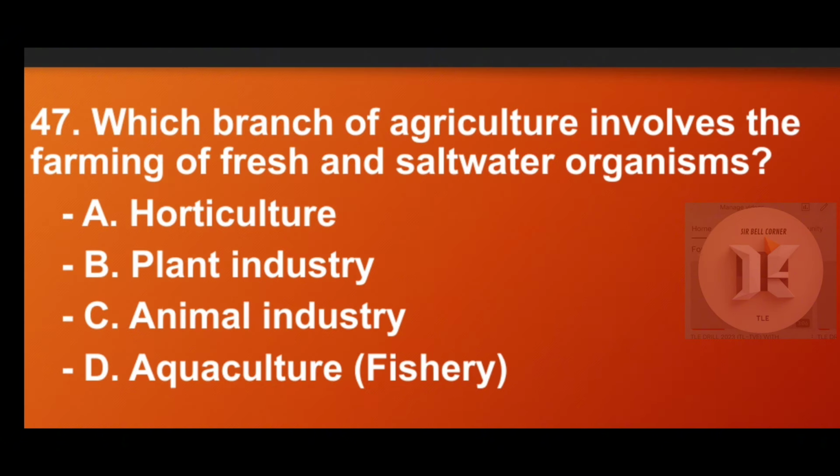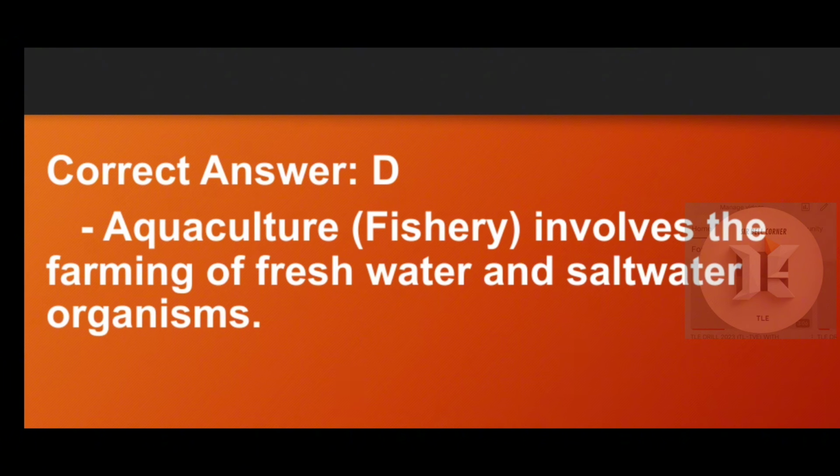47. Which branch of agriculture involves the farming of fresh and saltwater organisms? A. Horticulture. B. Plant industry. C. Animal industry. D. Aquaculture fishery. Correct answer. D. Aquaculture fishery involves the farming of freshwater and saltwater organisms.